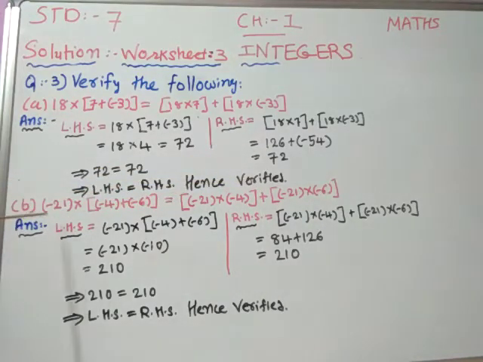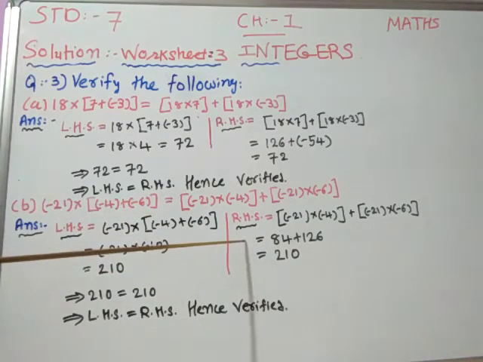Now B. Minus 21 multiply minus 4 plus minus 6 is equal to minus 21 multiply minus 4 plus minus 21 multiply minus 6. First let's take the left hand side. Minus 21 multiply minus 4 plus minus 6. Minus 4 plus minus 6 is minus 10. Minus 21 multiply minus 10 is equal to 210.